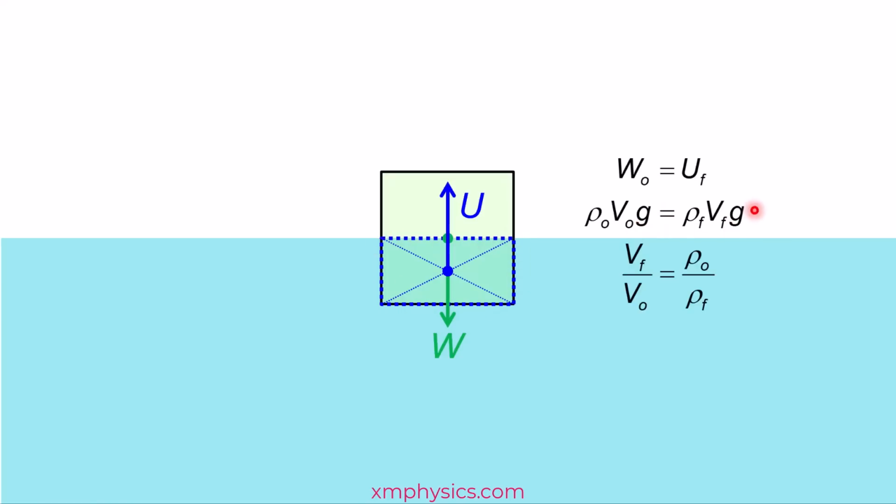So the g will cancel away, rearrange this, and we get this expression here. So what is this telling us? The submerged volume divided by the object's volume is equal to the ratio of the densities. So what it's saying is the fraction of the object that's submerged is determined by the density of the object as compared to the density of the fluid.